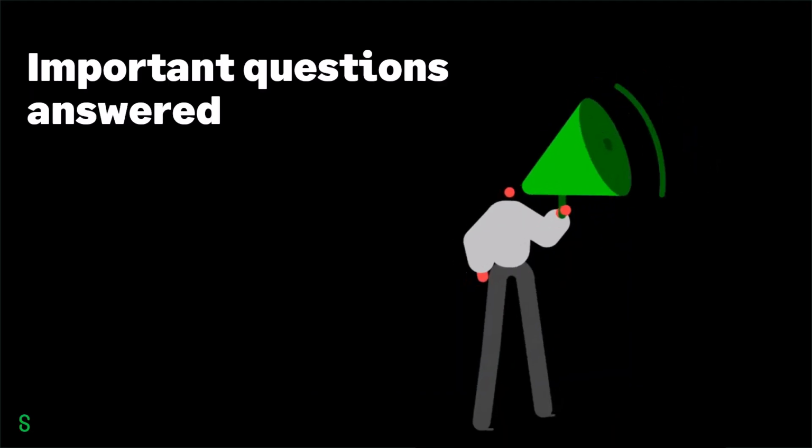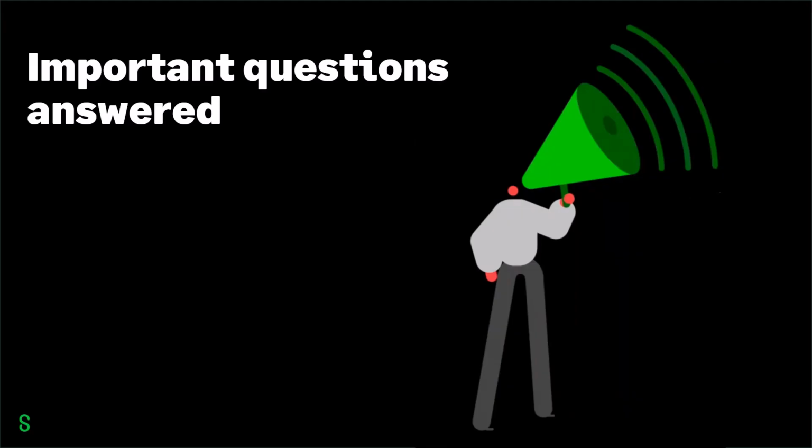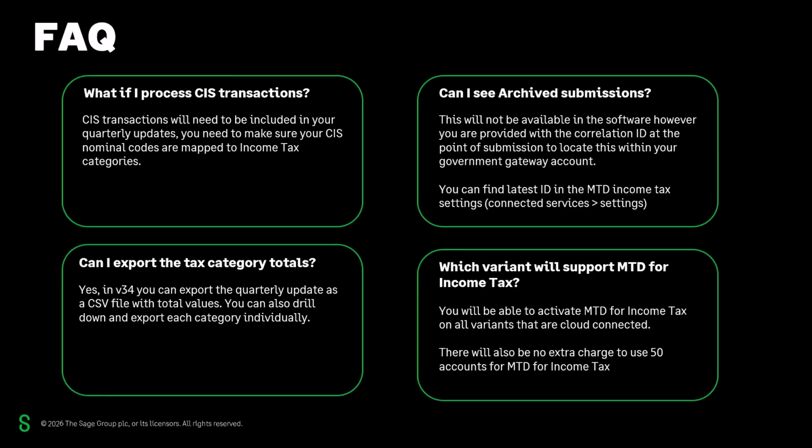Okay, so let's move on to important questions answered. The first one is a question we've had quite a lot on previous sessions. So what if I process CIS transactions? So CIS transactions will be included in your quarterly updates. So you will need to make sure that your CIS nominal codes are mapped to the income tax categories.